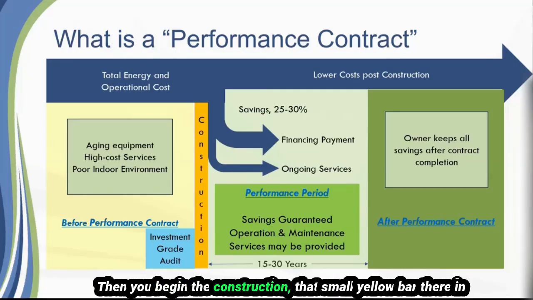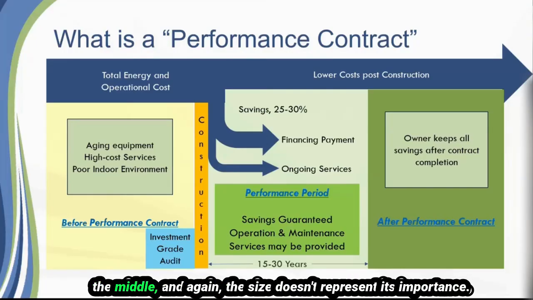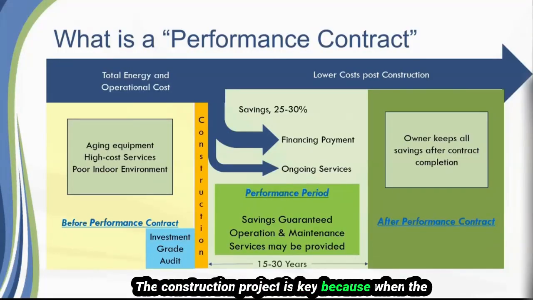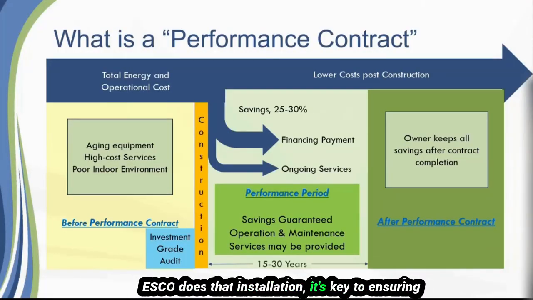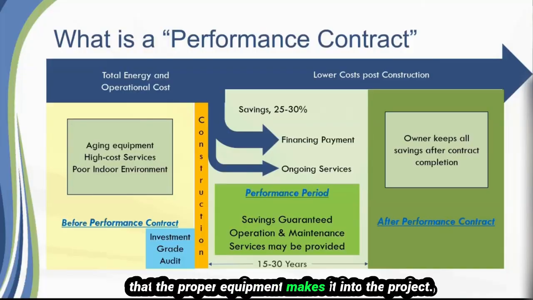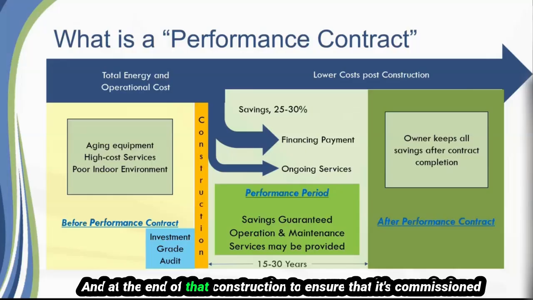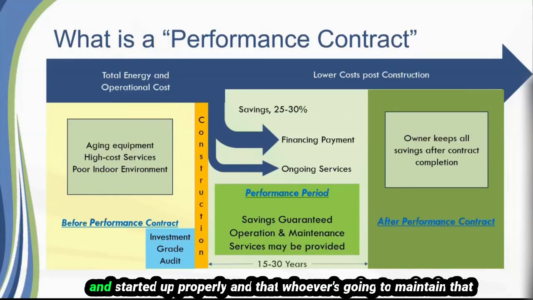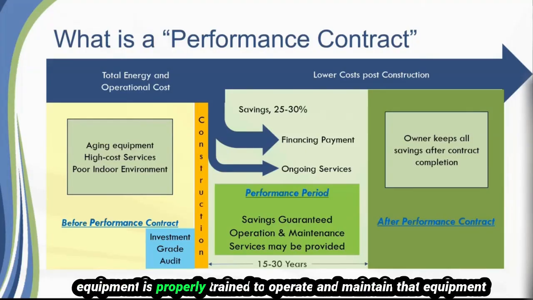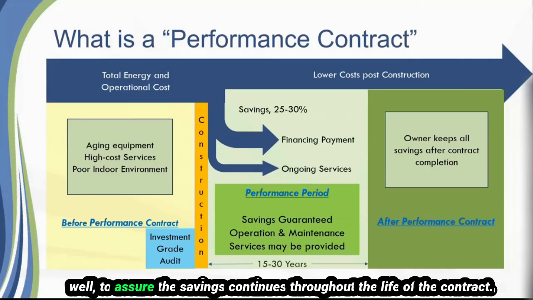Then you begin the construction, that small yellow bar there in the middle. And again, the size doesn't represent its importance. The construction project is key because when the ESCO does that installation, it's key to ensure that the proper equipment makes it into the project. There are no last-minute substitutions that might change the energy savings. And at the end of that construction, it's key to ensure that it's commissioned and started up properly, and that whoever's going to maintain that equipment is properly trained to operate and maintain it well, to assure the savings continue throughout the life of the contract.